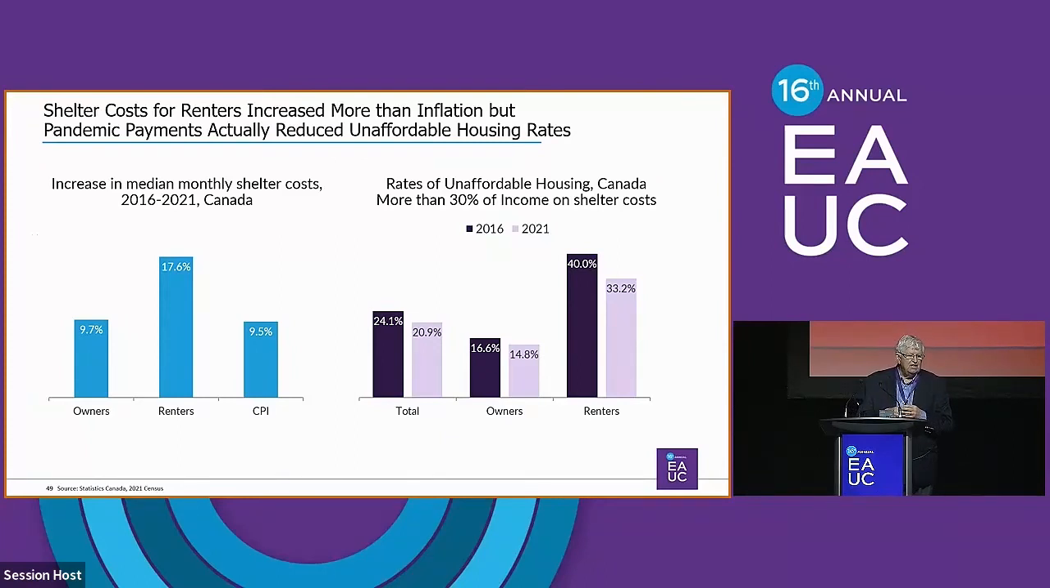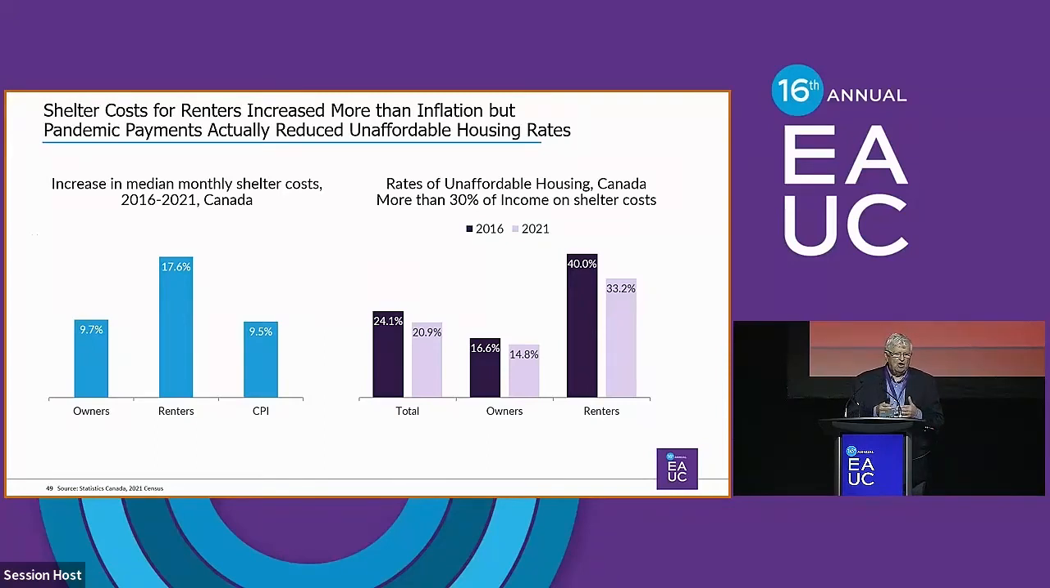If we look at the costs of shelter, that includes not only rent, but utilities and other factors needed to run the house. A 10% increase in costs, which about matched the consumer price index, about matched inflation, but renters had a much harder time in that their costs increased by 18%, nearly double the level of inflation.